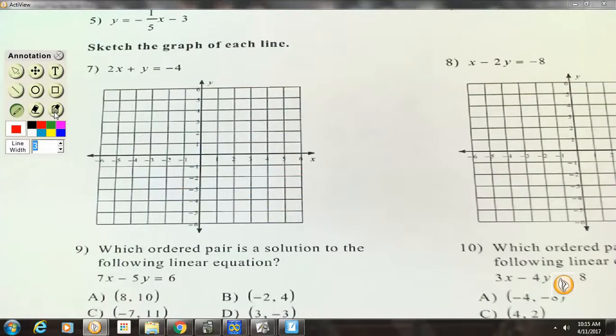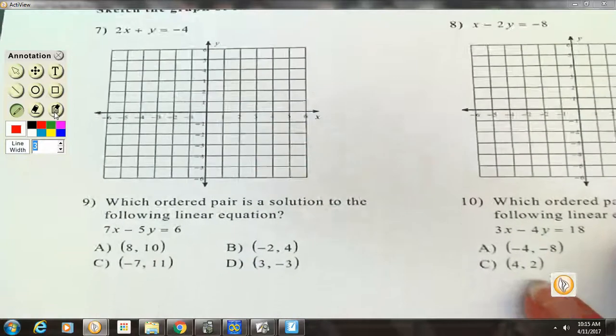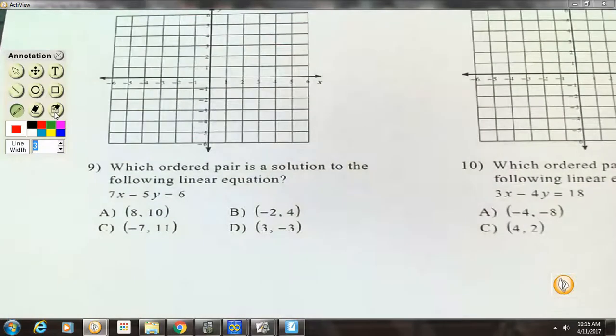Okay, look at 9 and 10. It says which ordered pair is a solution to the following linear equations? How do we determine which one is the correct answer? Plug it in. Put 8, 10 into that equation. If it works, what does that tell us? It is a solution. If it doesn't work, it's not a solution. So again, if it works, it's a solution. That means it's a point on our line.